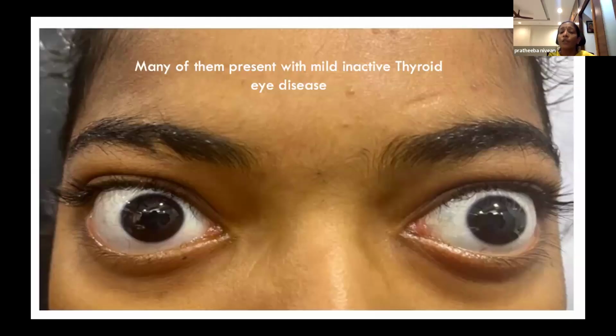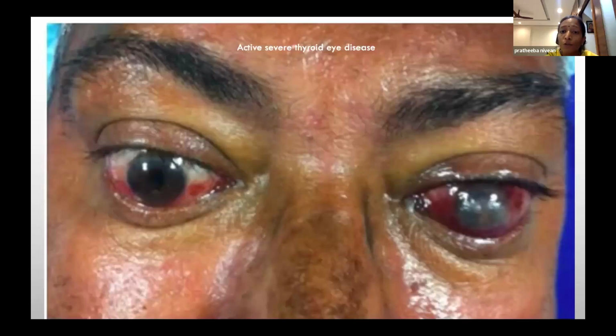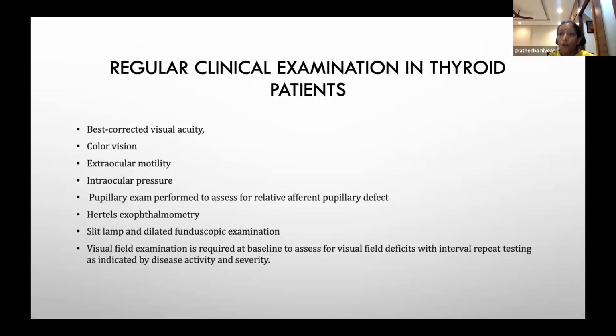Many of our patients who come to the clinic have a very mild inactive thyroid eye disease like this. But why do they have to be diagnosed early and followed? Because a very small subset of patients also develop a very severe sight-threatening and complex disease like that. So as ophthalmologists, as clinicians, we should regularly monitor them once in 3 months. We have to check the visual acuity, color vision, extraocular motility, and intraocular pressure, which is very important. The intraocular pressure is elevated in thyroid eye disease patients because of raised episcleral venous pressure and also the congestion of the vessels in the orbit.